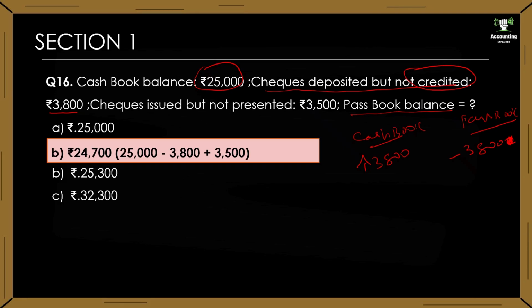Okay. Next, checks issued but not presented rupees 3,500. When you issue a check, you will reduce the cash book immediately. But that check is not presented to the bank. That means your bank has not reduced 3,500. So to get the passbook balance, only if you add this 3,500, you'll be able to get the passbook balance. So you have to add 3,500. You take the cash book balance 25,000, you deduct 3,800 and you add 3,500. You get a balance of 24,700. So the answer is B, 24,700.